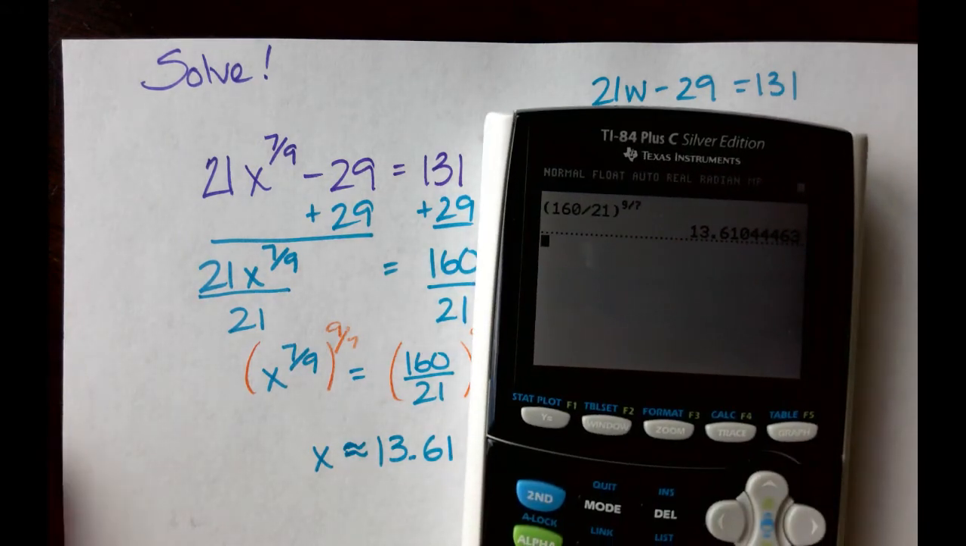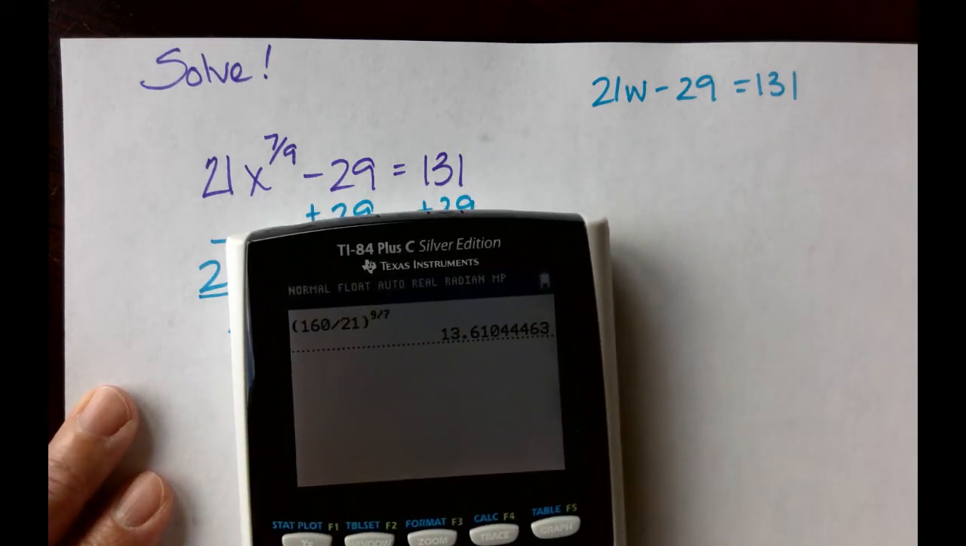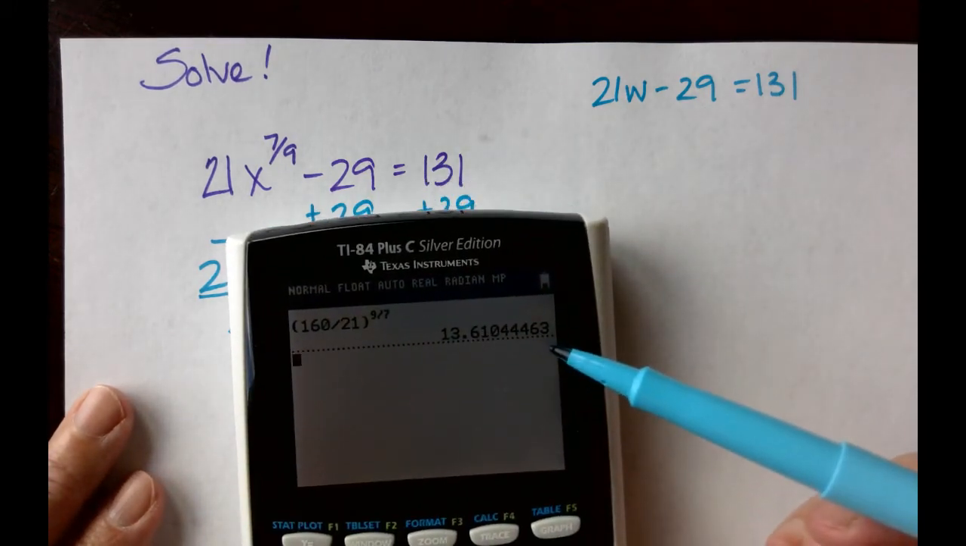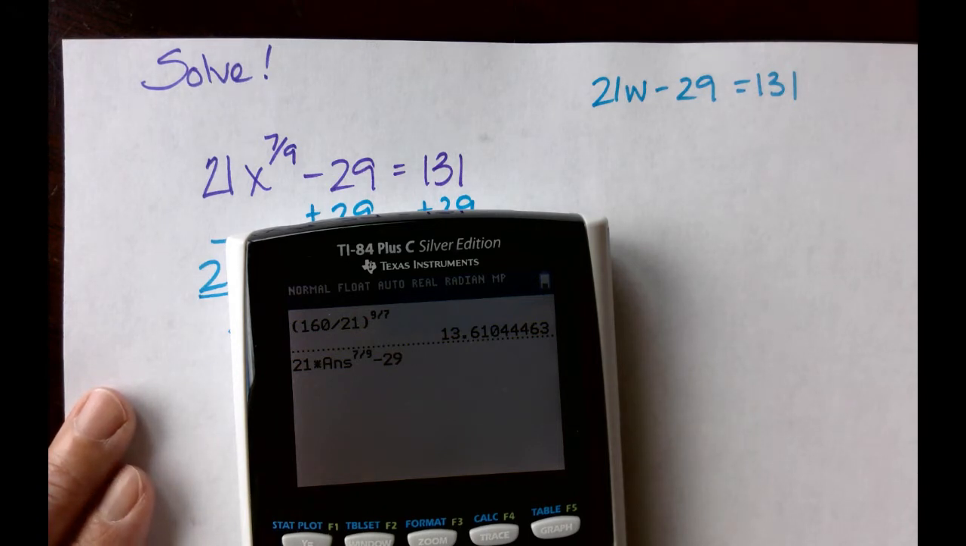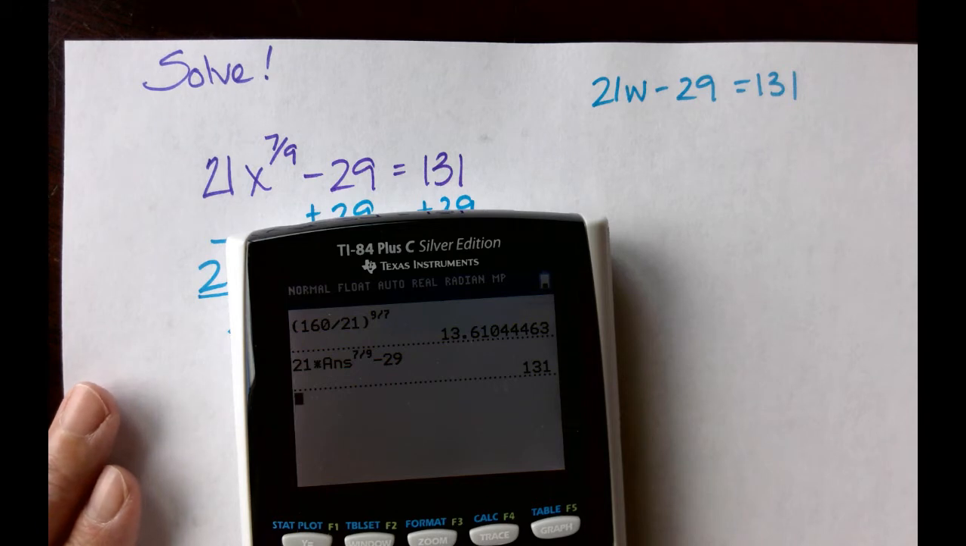So let's do that. Move it over here a little bit more. My answer is sitting here on my calculator. I'm going to do 21 times the previous answer, and I'm going to raise that to 7/9 because that's what the original equation said, and then move my cursor back down so I can do regular subtract 29. 21 times my previous answer to the 7/9 minus 29, it should give me 131. And it does, it gives me exactly 131.